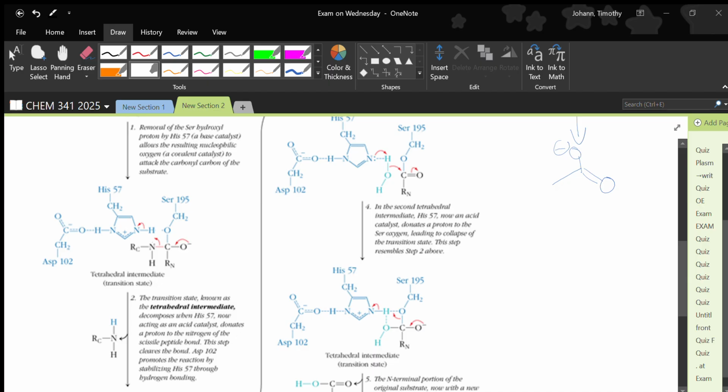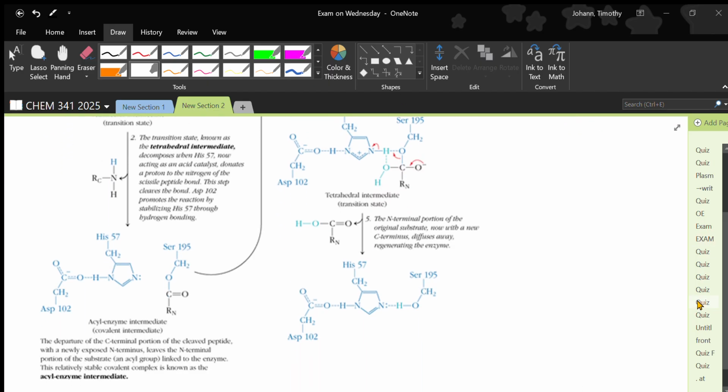Okay, and the rest of this mechanism here, so these are picking up this hydrogen, these electrons go here, this leaves. The rest of this mechanism is about regenerating the enzyme, essentially, right? I broke the peptide in half now, that's the goal of this enzyme, but this piece of the peptide that was being cut is still attached to our serine protease, and we can't cut another peptide if we still have this attached. So that's what you see down here.